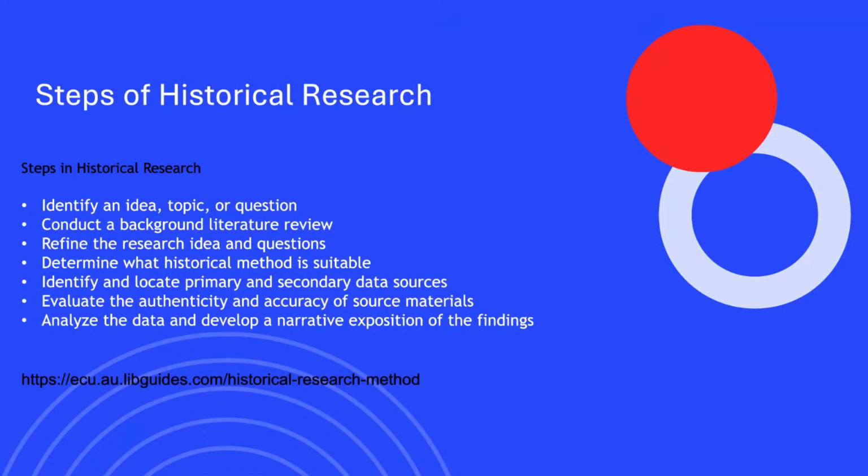So these are a few steps of historical research. One is to identify an idea, topic, or question. Conduct a background literature review. Refine the research idea and questions. Determine what historical method is suitable. Identify and locate primary and secondary data sources. Evaluate the authenticity and accuracy of source materials. Analyze the data and develop a narrative exposition of the findings.